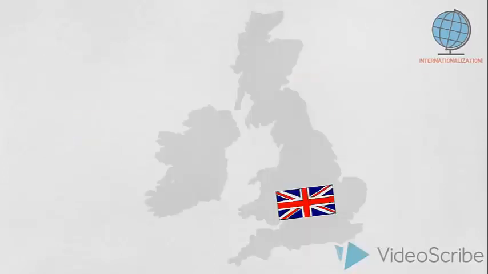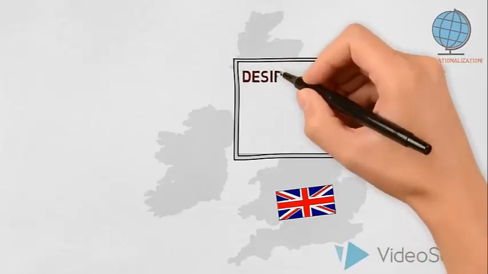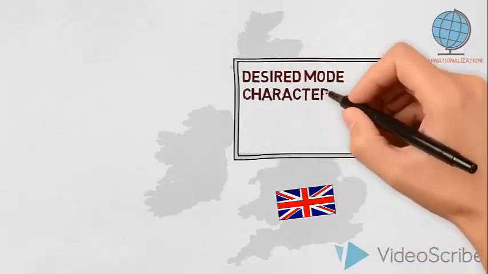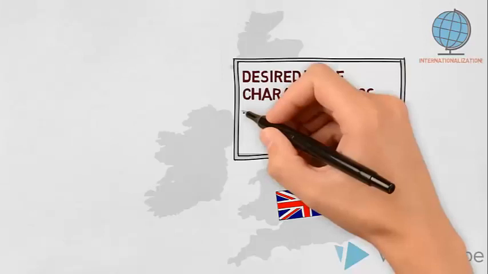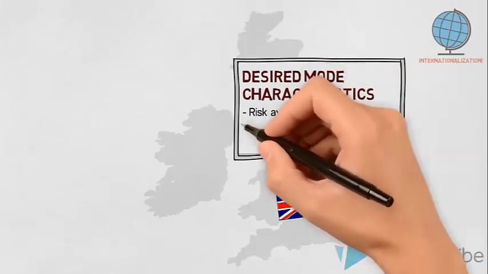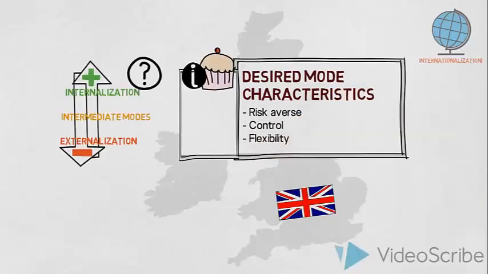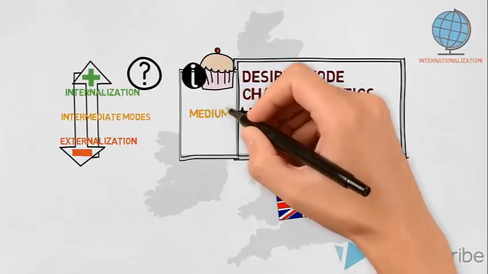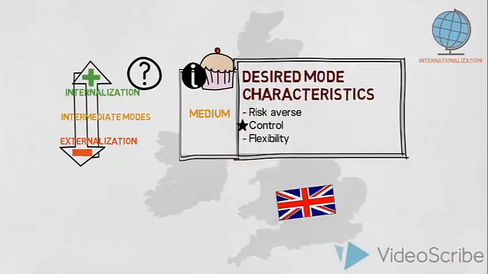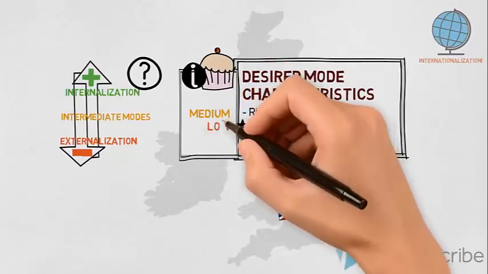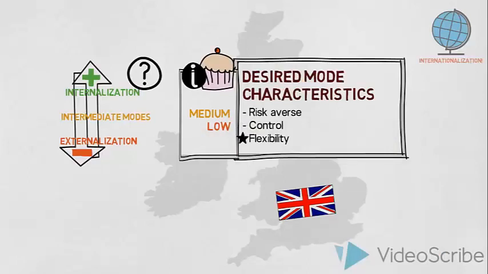Let us move on to the fourth and final set of factors, the desired mode characteristics. We will evaluate French Cakes' wishes in terms of the main characteristics of the different types of entry modes. French Cakes have expressed that they can't afford to be too risky. They have no desire to be in complete control of the operation. They see the UK adventure more as a first trial and error step in their internationalization process.